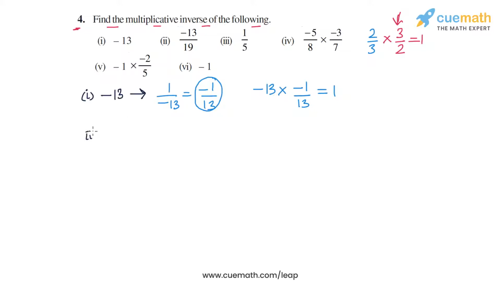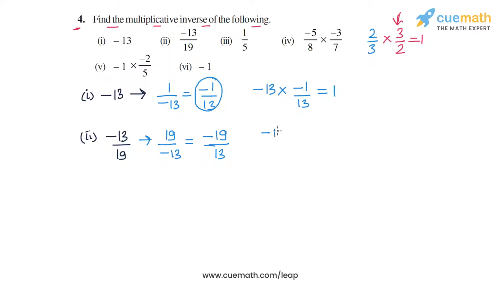In part 2, the number is minus 13 by 19 and the reciprocal of this or the multiplicative inverse will be 19 by minus 13. And since there is a single negative sign, I can take it in the numerator and I can write this as negative 19 by 13. So the multiplicative inverse in second part is negative 19 by 13.